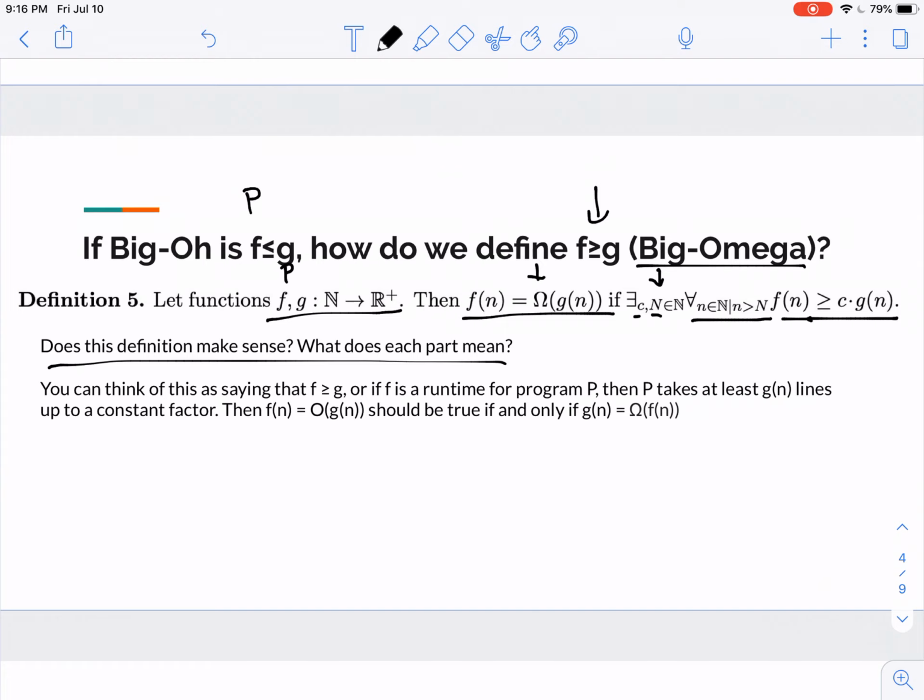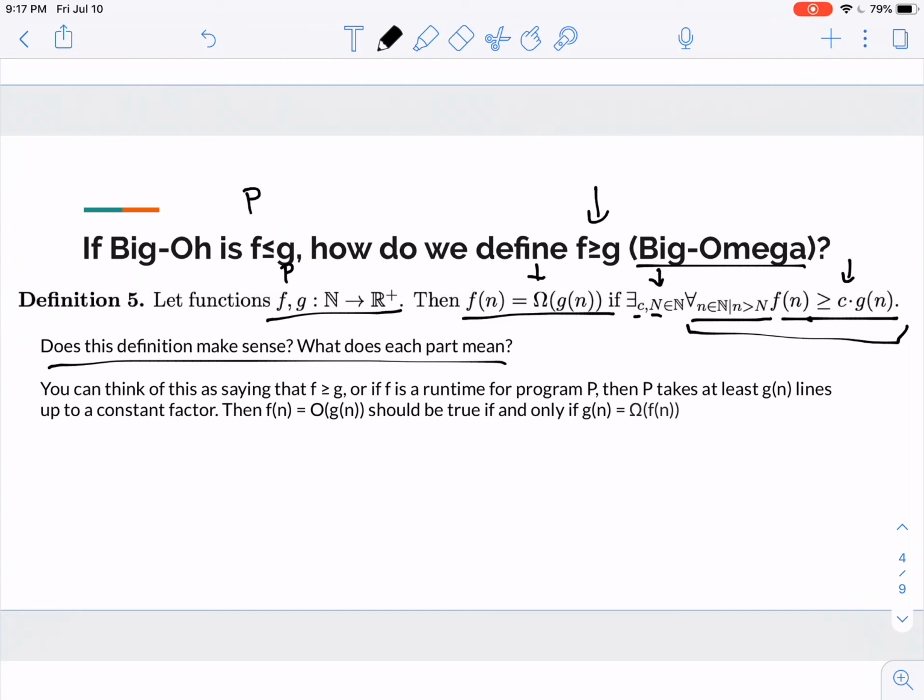Basically, this is characterizing the relationship between f and g as n gets really big, as n goes to infinity, as the inputs to the program get really, really big. It means that we only have to prove the second part for inputs of a certain size. And then again, the c is doing a similar thing, where it's not making us worry about constant factors and stuff like that.